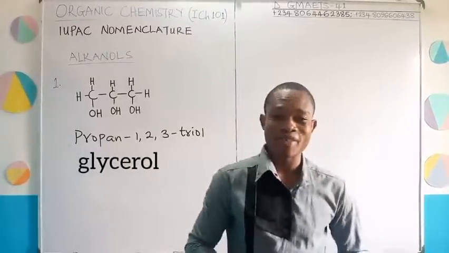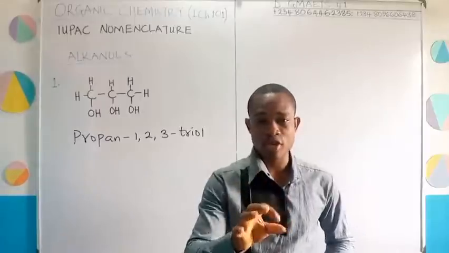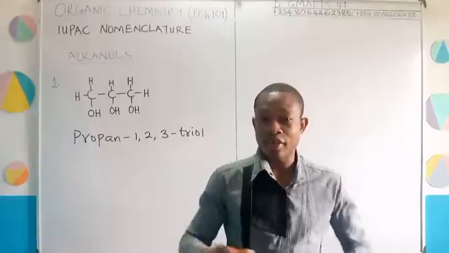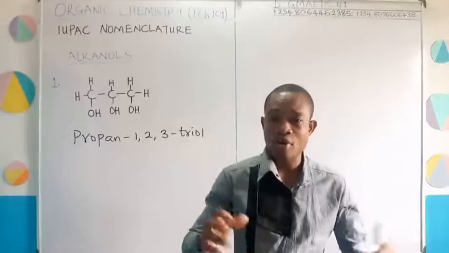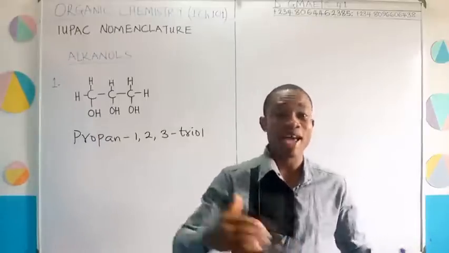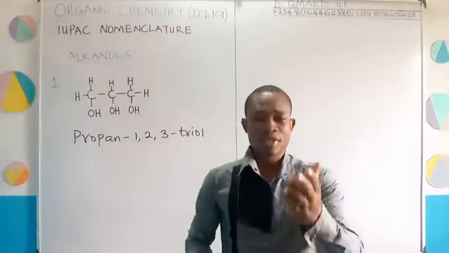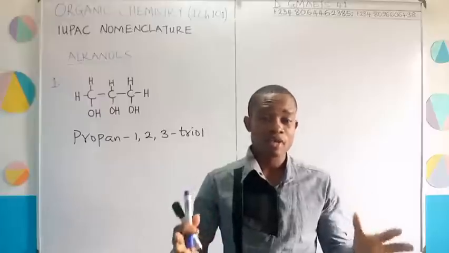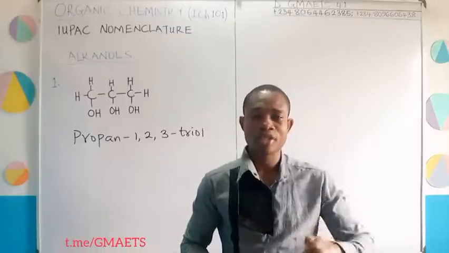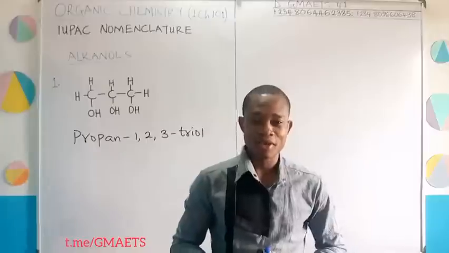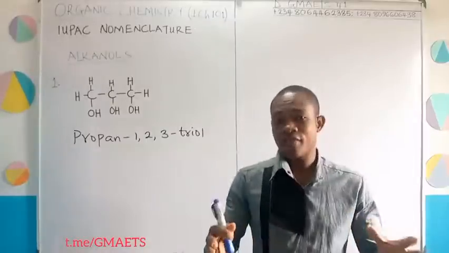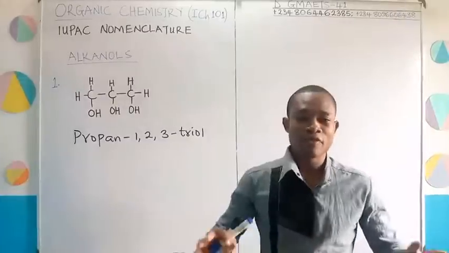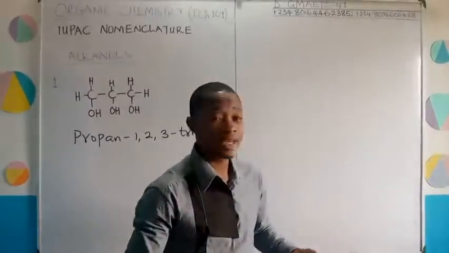This compound is also known as glycerol. Anyway, that is not what we are dealing with. In this class, we just focused on IUPAC nomenclature. Remember, for detailed learning of alkanols and other homologs in terms of their chemical properties and their methods of preparation, you can contact GMAT 41 to join our full range of learning classes on our Telegram channel. In the comment section, you have the links, all right, in order to get more information on how to join our classes. Let us move on to our second structure, number 2.